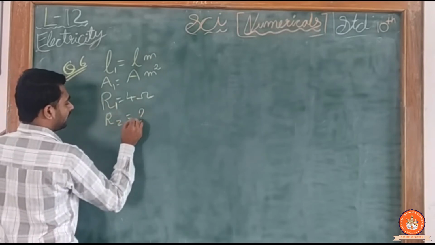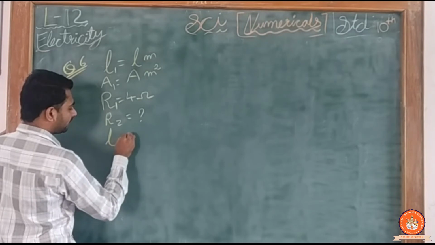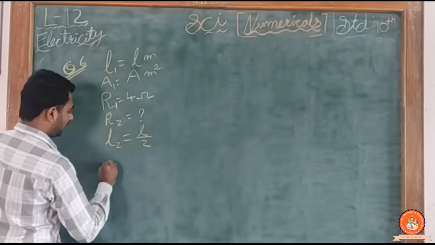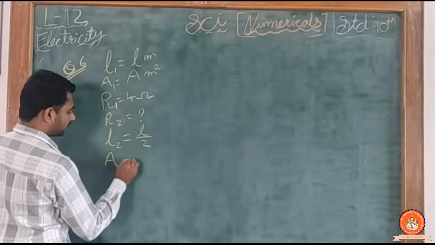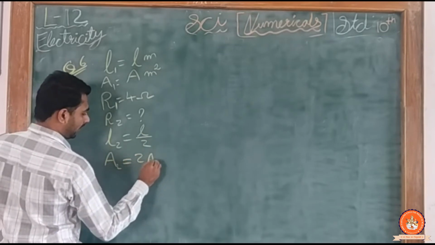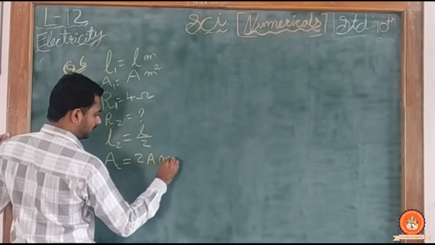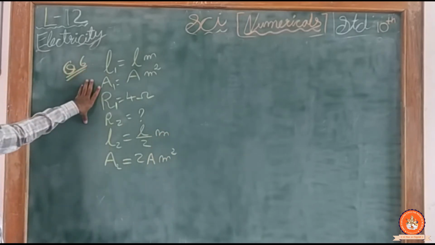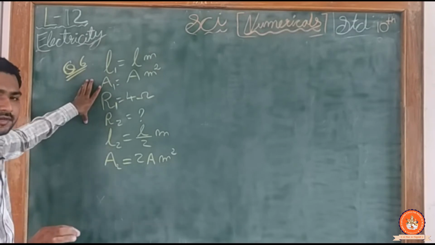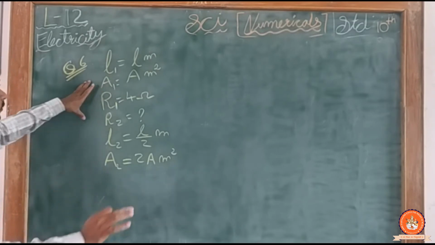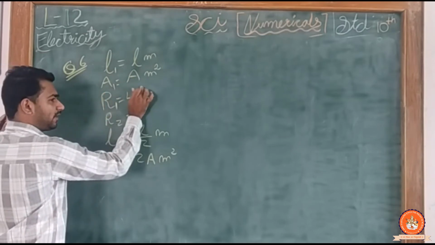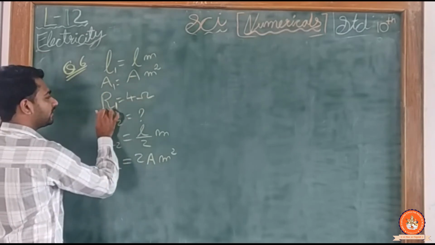ठीक है, लेंथ मुझे नई लेंथ क्या दी इन लोगों ने, L2 is equal to L by 2 and area A2 is equal to, they give us 2A. क्लियर? ये मुझे दे दिया है. समझ में ऐसा है, हिंदी में एक्सप्लेन कर देता हूं. एक वायर है, उसकी लेंथ है L मीटर, उसका एरिया है A मीटर स्क्वायर. ठीक है, उसका रेजिस्टेंस है 4 ओम.